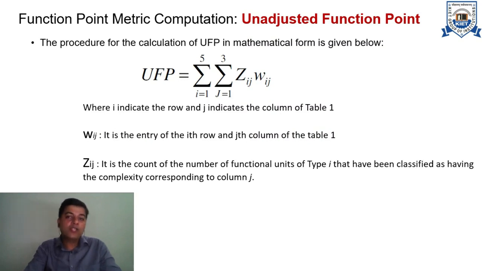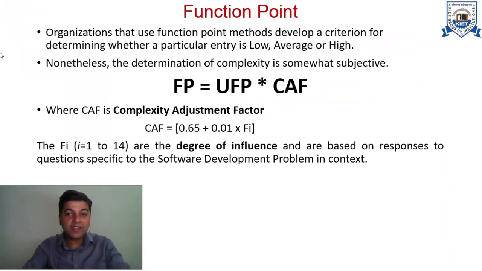The formula for calculation of unadjusted function point is given over here in this slide. The unadjusted function points is basically the summation of the product of the weights assigned to the function unit into the number of function units which are required to be developed. So this is the formula and very simple calculation for calculating the unadjusted function point. After calculating the unadjusted function points, we finally calculate the function point matrix. The function point matrix is calculated based on the product of unadjusted function point and the complexity adjustment factor.